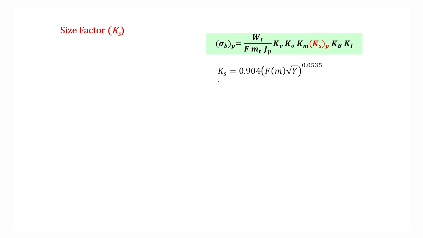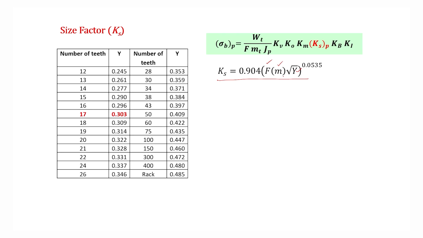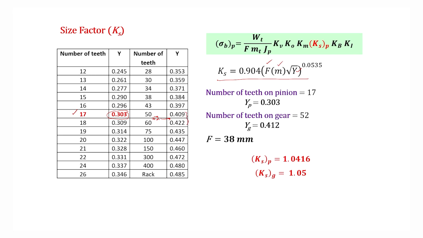Then the next one is the size factor. The size factor has this equation, which is a function of face width, module, and the Lewis form factor, the original Lewis form factor, which is determined from the number of teeth. So for the case of the pinion, the number of teeth is 17, and so Y is equal to 0.303. For the case of the gear, it is 52, and so these two values will be interpolated to get the value of Y. So substituting all these, the size factor for the pinion and the size factor of the gear were obtained.